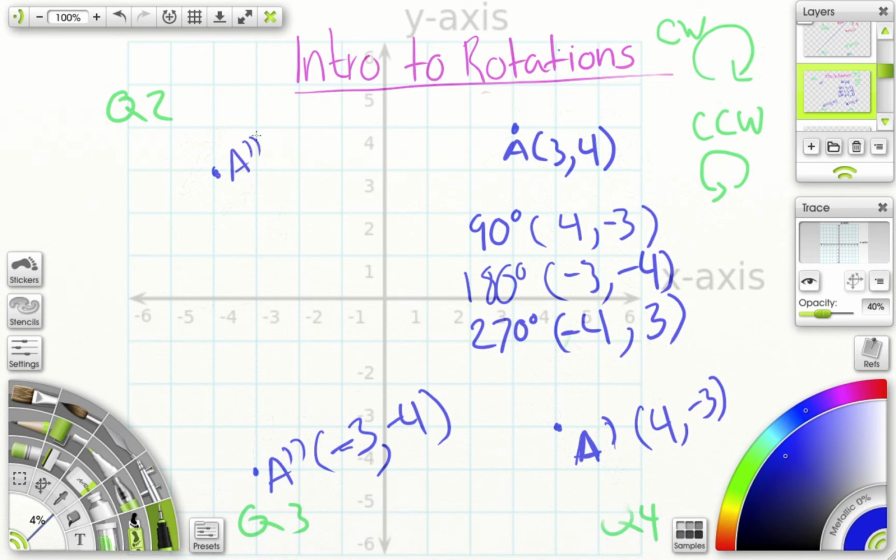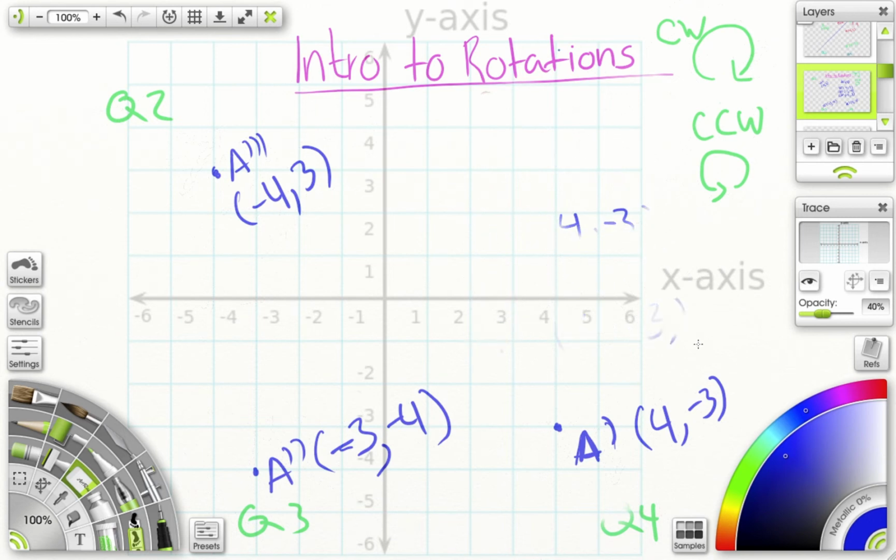So that's A prime prime prime, and that's -4, 3. Okay? So we have learned which directions you're going in for clockwise and counterclockwise. We've learned what a 90, 180, and 270-degree rotation is. So what we're going to do is a couple more examples. I'm going to start off in different quadrants this time. And we are going to do a few more. So today we're just doing individual points. Next week we are going to be doing shapes.